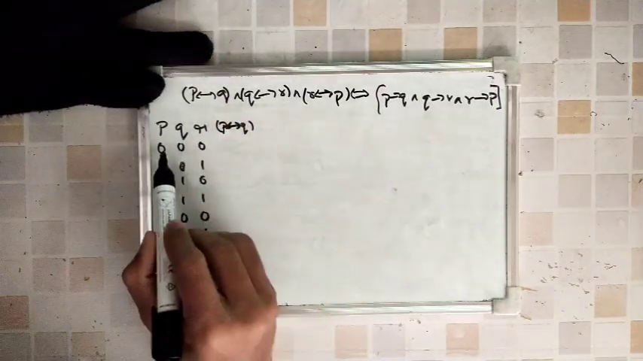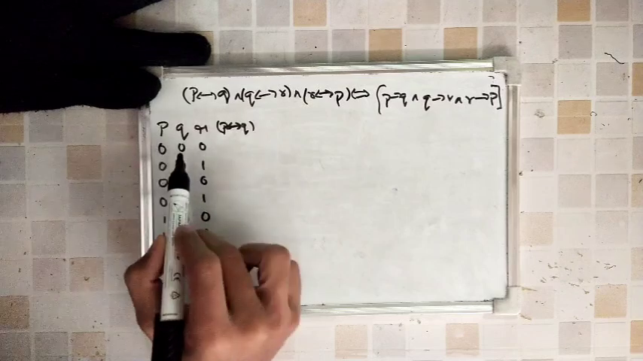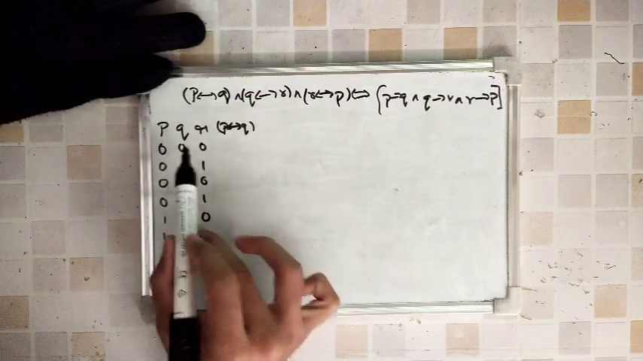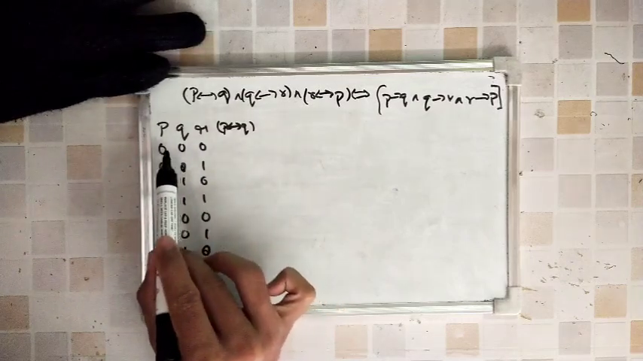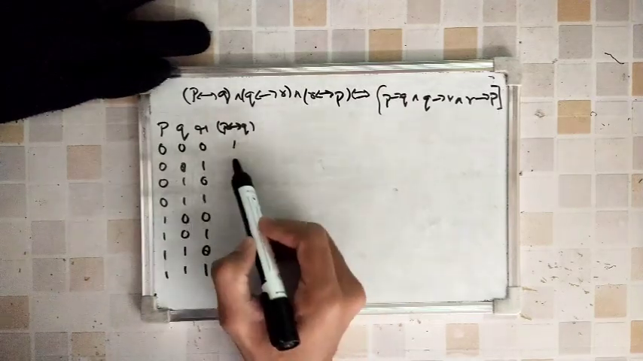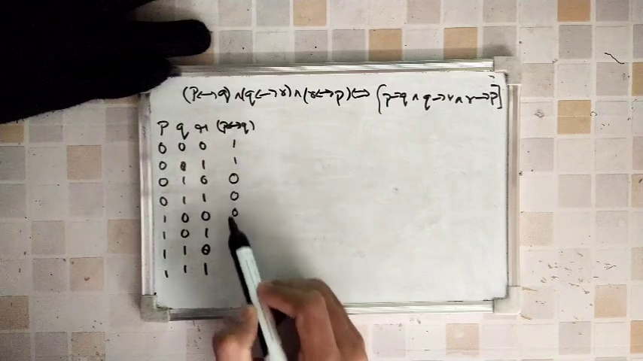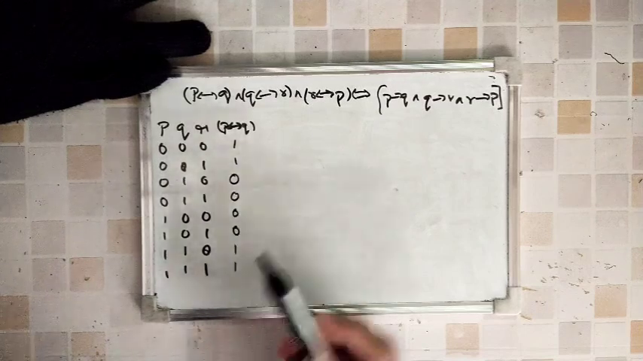What is the answer? 0 implies 0. See, if both are true, then only this will be true, right? I had explained that thing. So wherever P and Q are both equal, there I will just write 1. 0 0 here 1, then the remaining are 0 0 0 0, and the last 2 are 1.